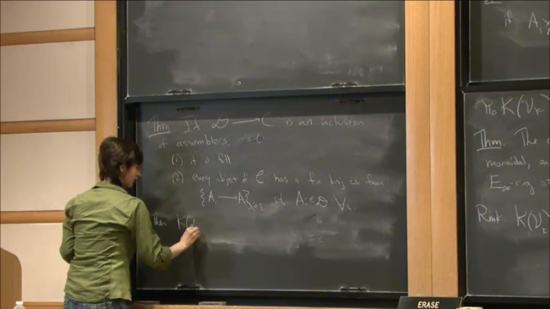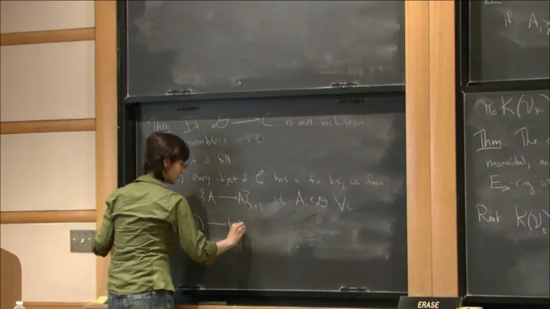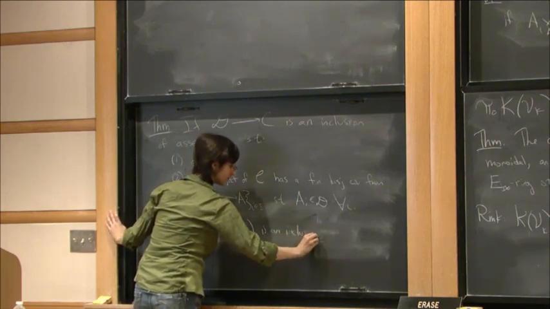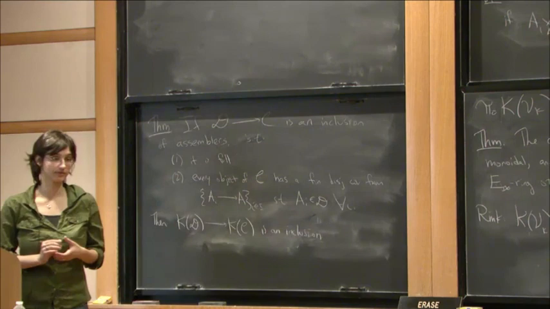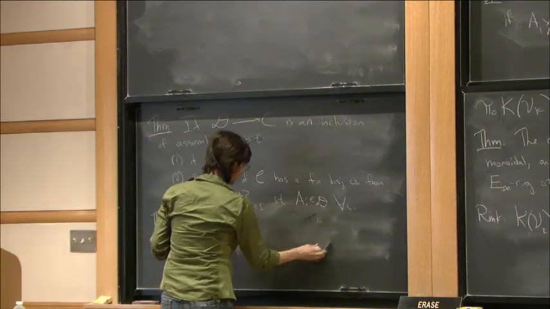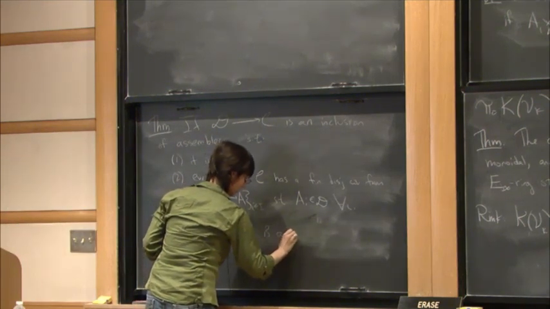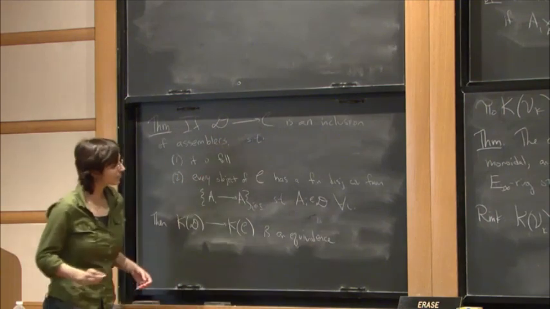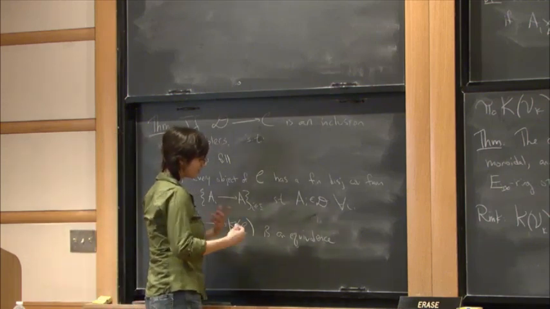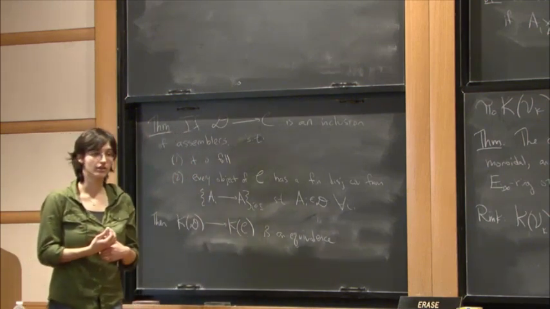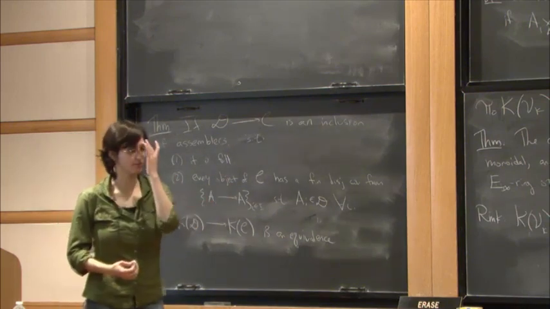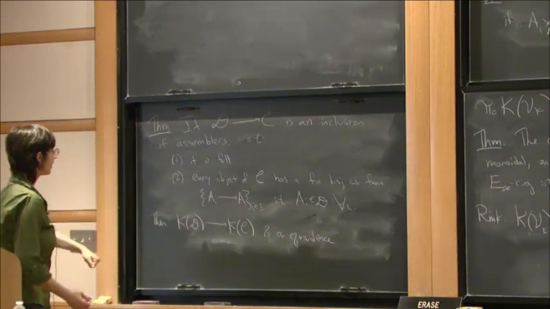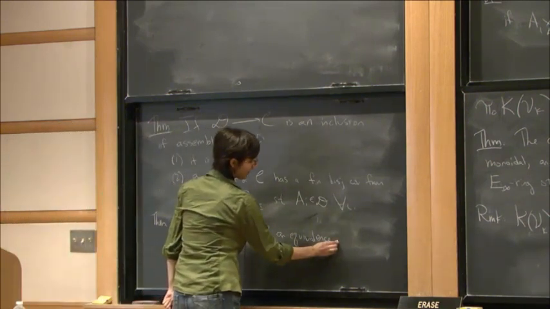Then K of D going into K of C is an inclusion. Sorry, obviously an inclusion is an equivalence. When by equivalence, I mean homotopy equivalence. So all of its homotopy groups will be isomorphic. It induces isomorphisms on all homotopy groups, in particular, pi 0 and pi 1.